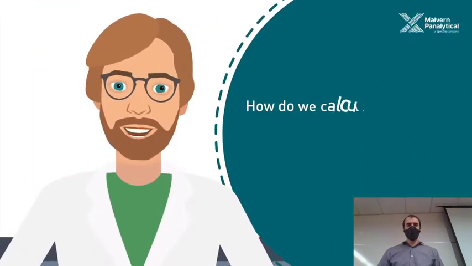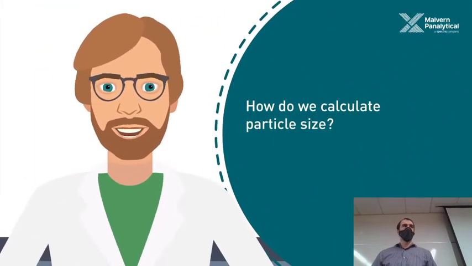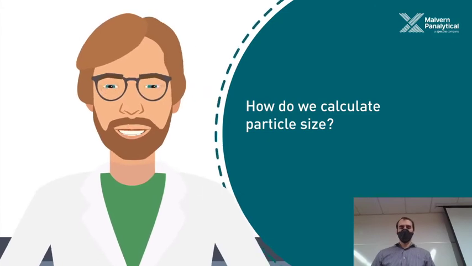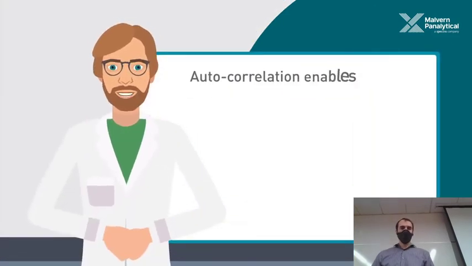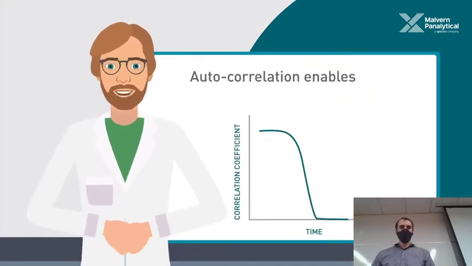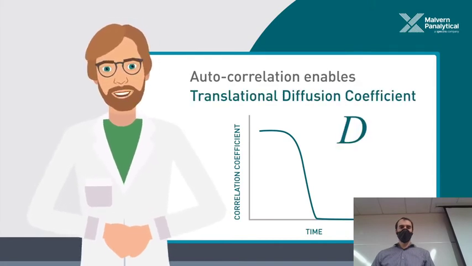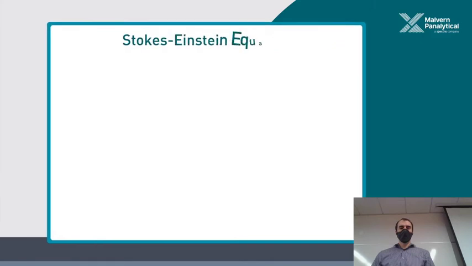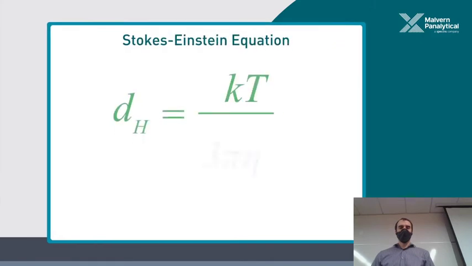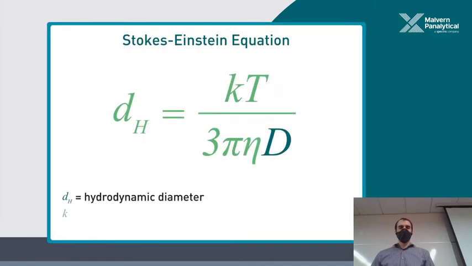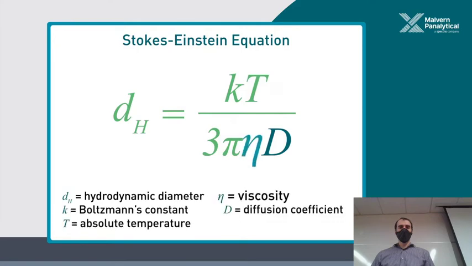So, how do we use this information to calculate the particle's hydrodynamic size? The autocorrelation function we've created enables us to extract the translational diffusion coefficients which I mentioned earlier. These values are used in the Stokes-Einstein equation to obtain our size information. Variables such as solvent viscosity and temperature need to be known because they'll affect the particle's diffusion rate.